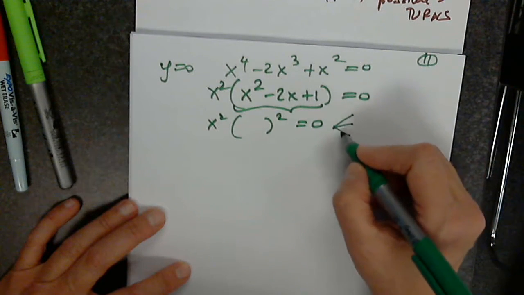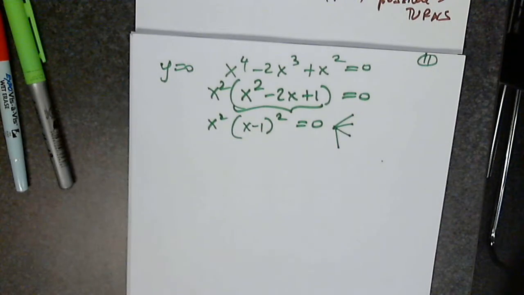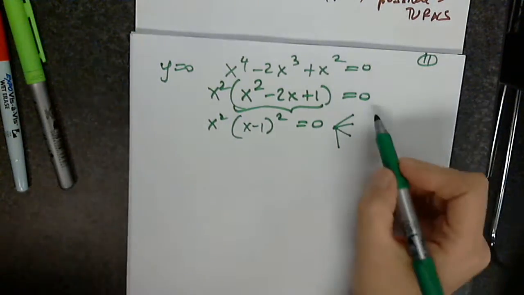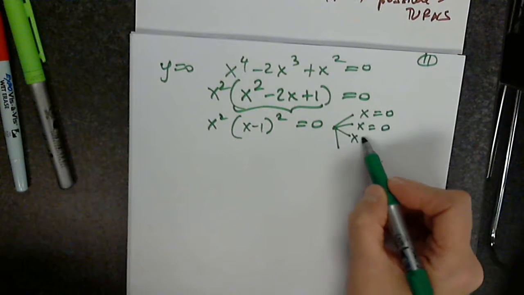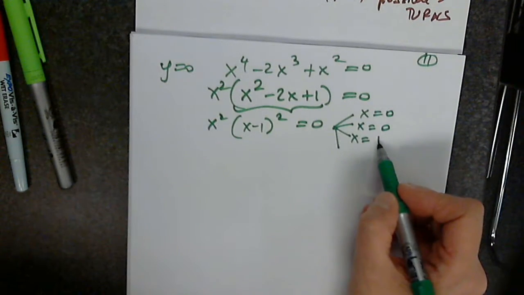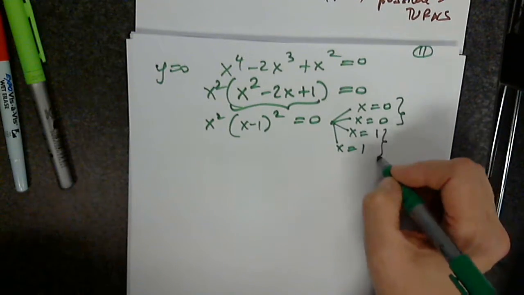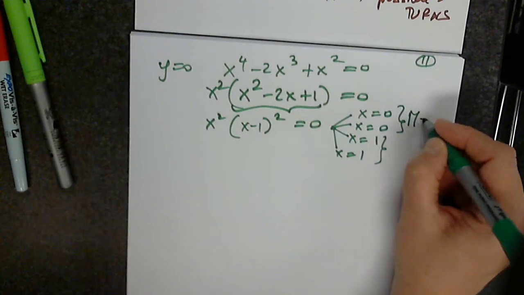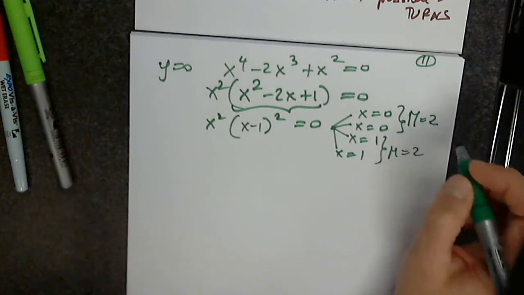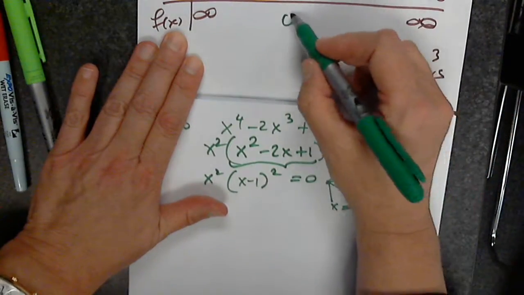How many solutions will you give me? Good. X equals, X equals, X equals, yes, and X equals. What is the multiplicity of 0 and what is the multiplicity of 1? So multiplicity 2, when I put them in the chart, 0 and 1, 0, 0.